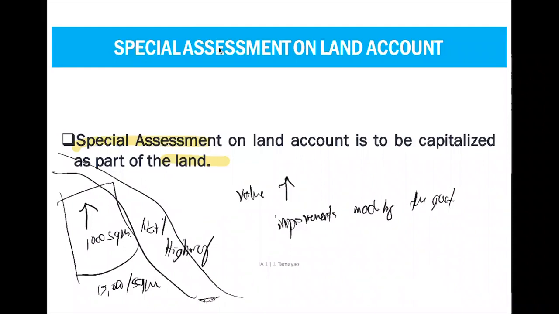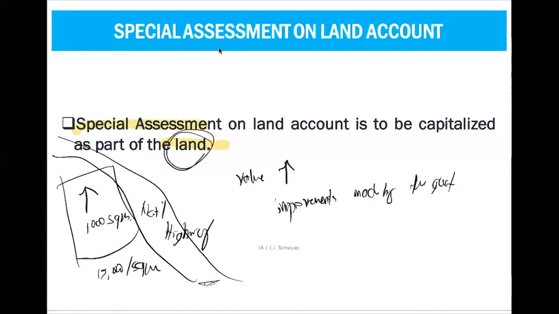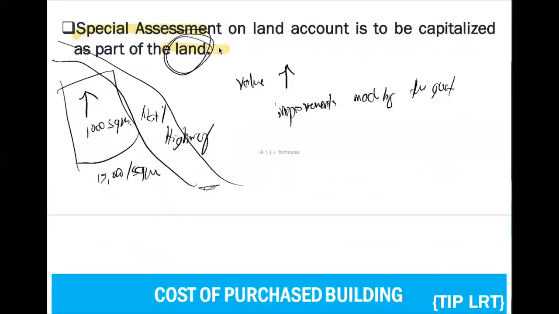Anyway, hindi naman ako yung tax na. So yan. In case na may increase ng value, special assessment. Yun ang tawag dyan. So we place it as part of your cost of the land.